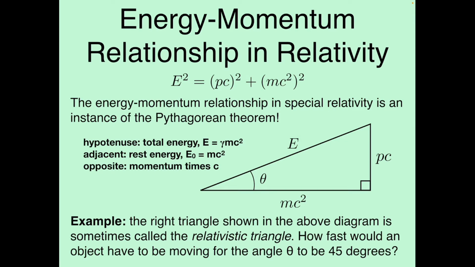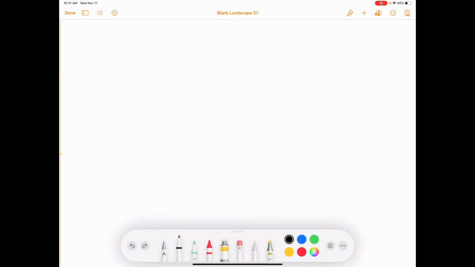So let's do an example where we make calculations using this relativistic triangle. How fast would an object have to be moving for the angle theta in this triangle to be equal to 45 degrees? So let's work this out. Okay, so we'll start by drawing the triangle. We have a right angle here. Angle theta is right here. The hypotenuse is the total energy E. The opposite side is P times C, that's momentum times the speed of light. And then the adjacent side is the rest energy E naught.